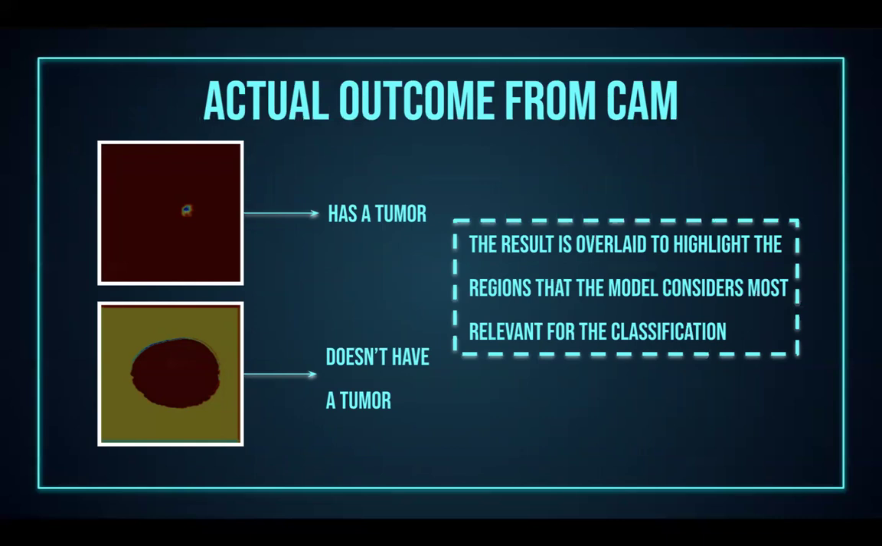These are the parts in the brain that the CAM focuses on for prediction when the brain has a tumor, and the other image shows the part it focuses on when the brain doesn't have a tumor. And so the result is overlaid to highlight the regions that the model considers the most relevant for the classification, and this is very helpful for interpretation.